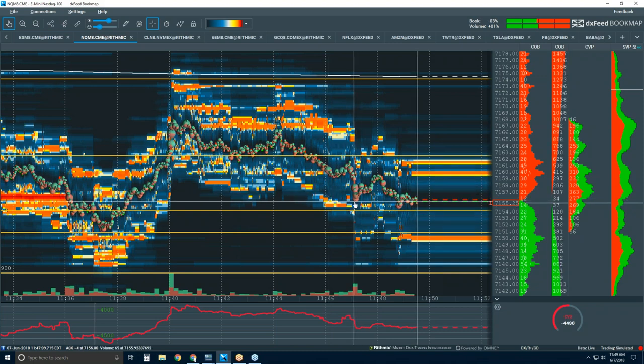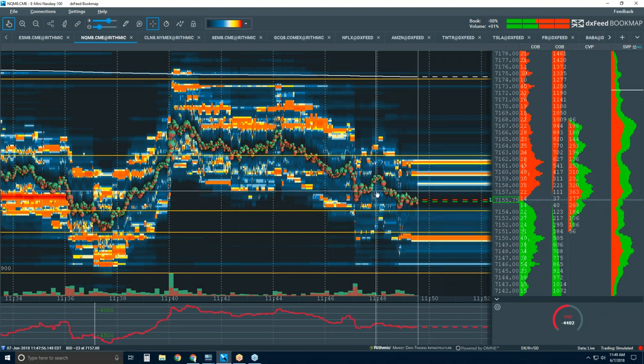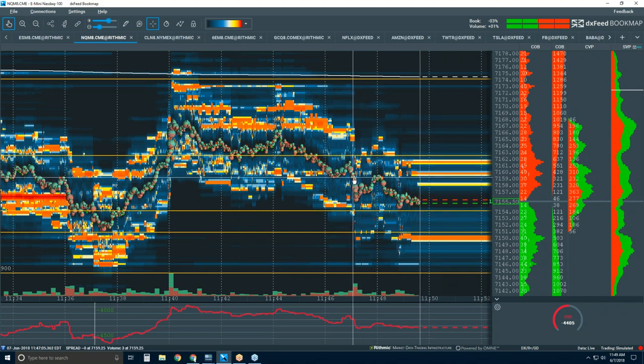EI, not sure what your name is, I'll just call you EI. Looks like you're looking for that measured move, right? Well, let's go over something in that. So this is a way of potentially managing some of the order flow trading.